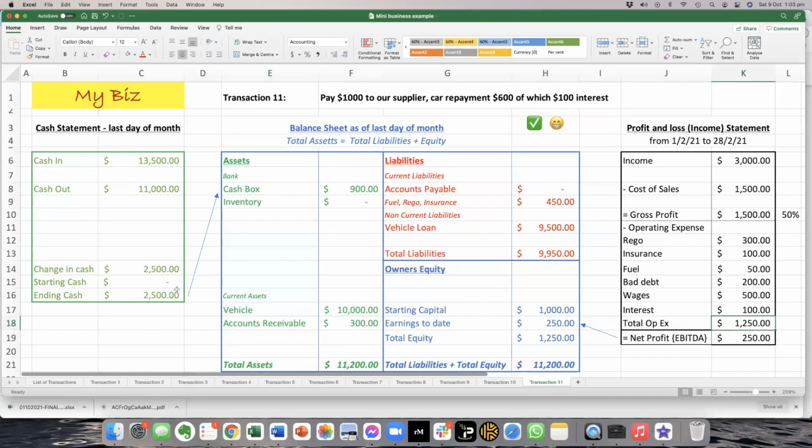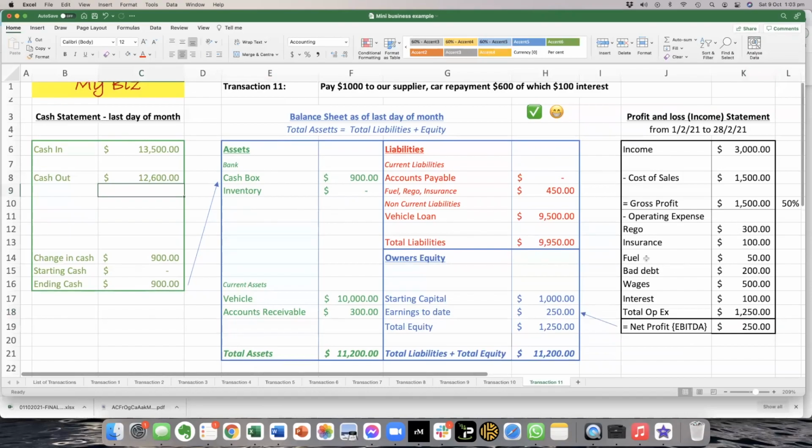Now we've just paid out $1,600. So we've had $1,600 go out. So that means this number needs to be $12,600 in cash out. Now we're at 900 here, and my cash box is back to $900. So we're all squared up. Our profit changed a little bit because of the interest that we had to pay, but we're still looking okay. So one more transaction to go. We're going to look at depreciation and tax and all the rest of it. So let's get ready to look at that.